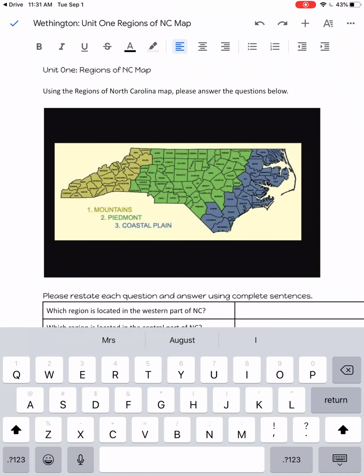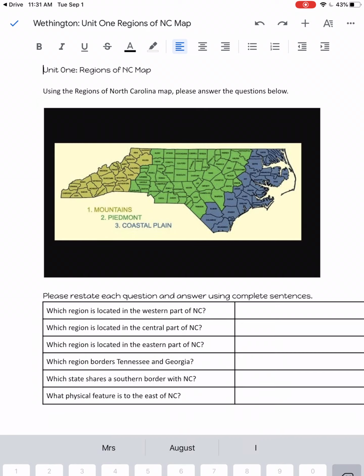So to the westernmost part of the state, you have the mountains, or the mountain region. I grabbed this off of Google, it's not mountains region, it's mountain region. So I don't have markup open, but it would be cool if you could just take the S off of mountain. And then you have Piedmont and coastal plain.